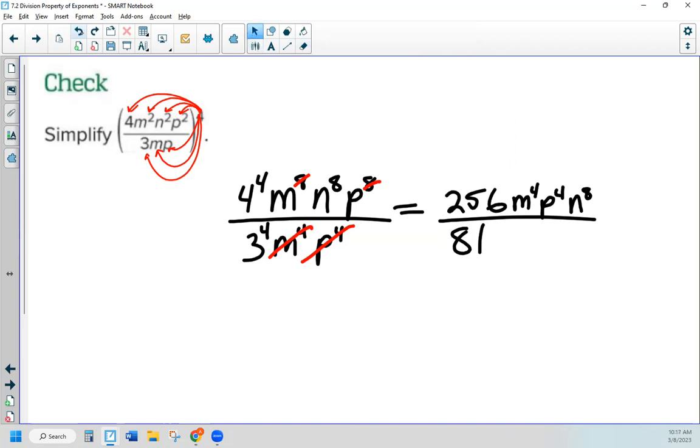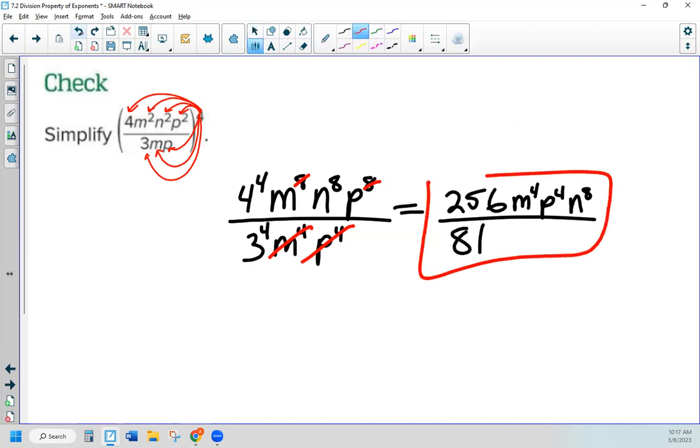So the next question I'm going to ask myself is 256 over 81. Does that simplify? And it doesn't. There's no other pretty number that's going to divide both of these and give me a sweeter response. So there you guys have it.